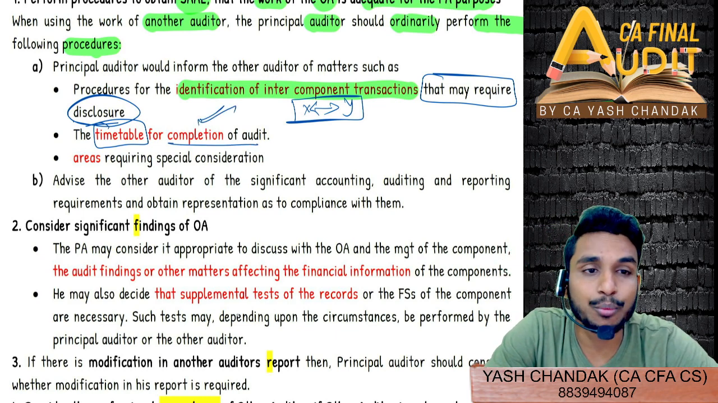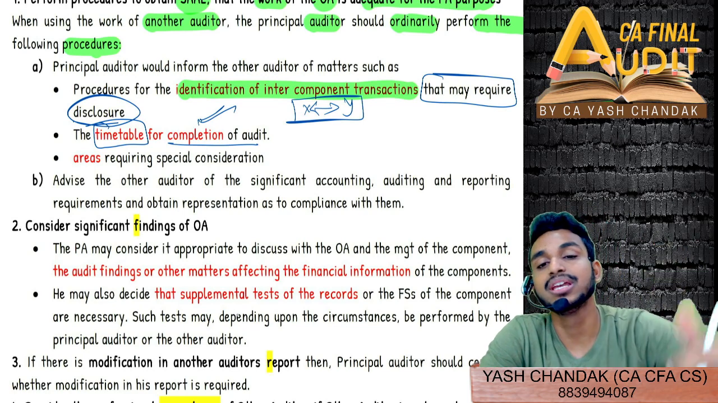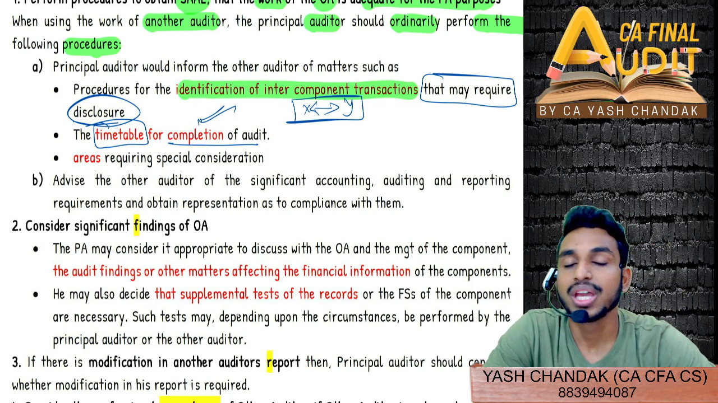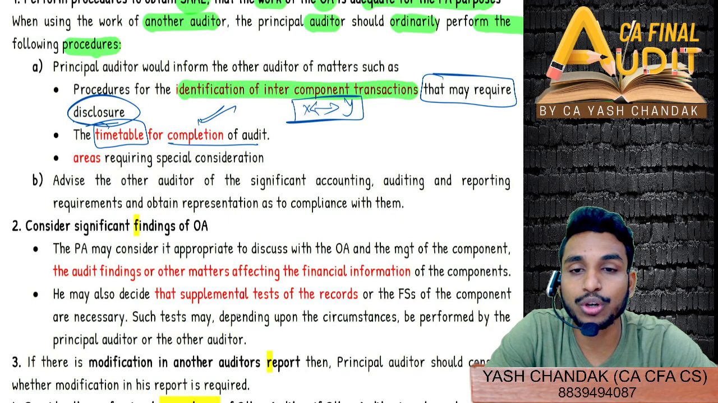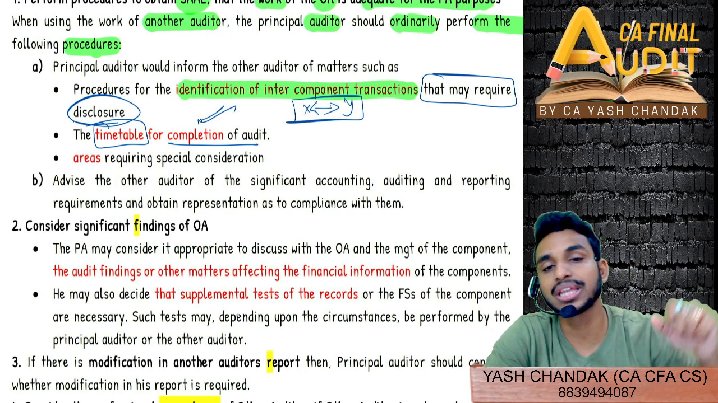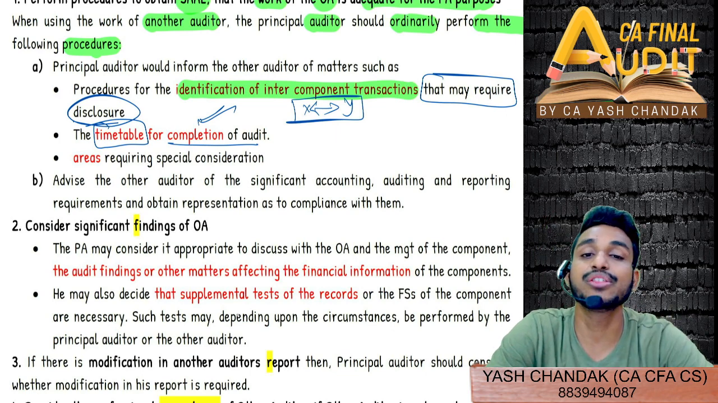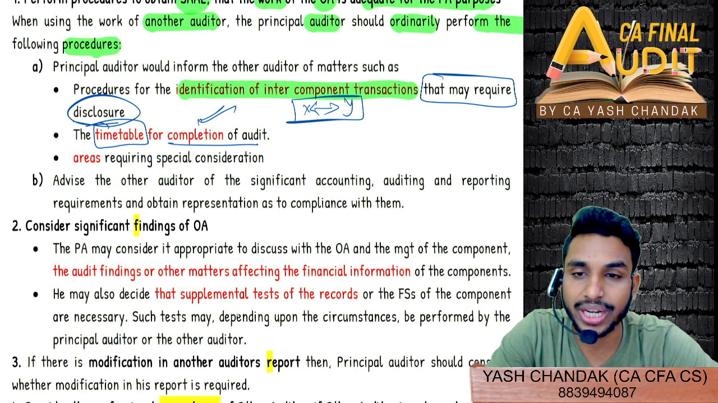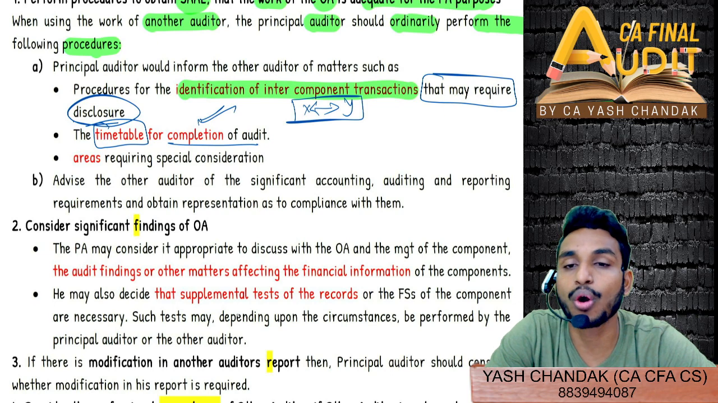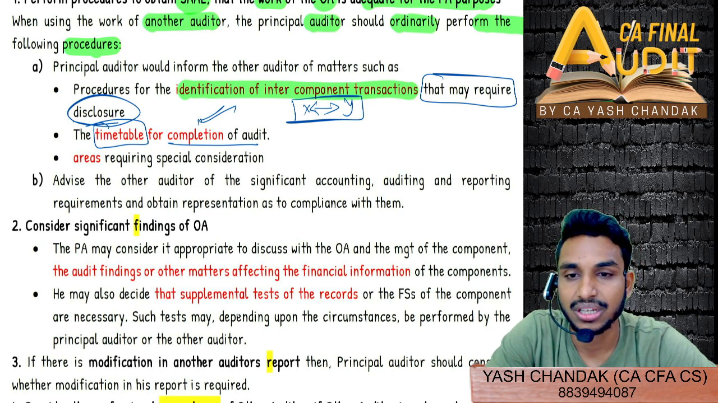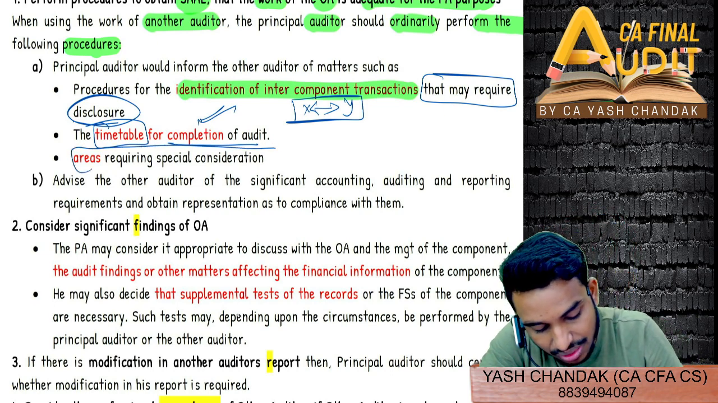You need to check with the component auditor when they will be sending their audit report, because you will be able to complete your audit report only once the component auditor sends theirs. Then you will compile all the financial information and release the main HO audit report, right? So the timetable for completion of the audit has to be discussed clearly. And then areas requiring special consideration.